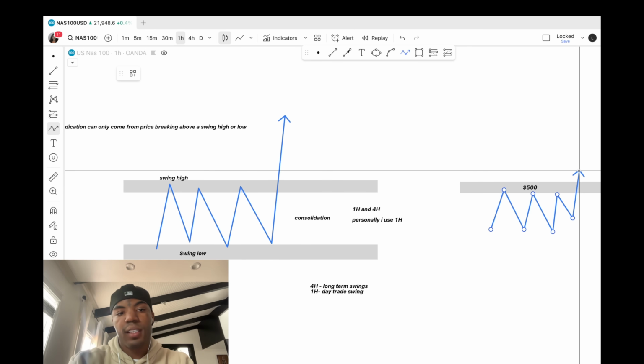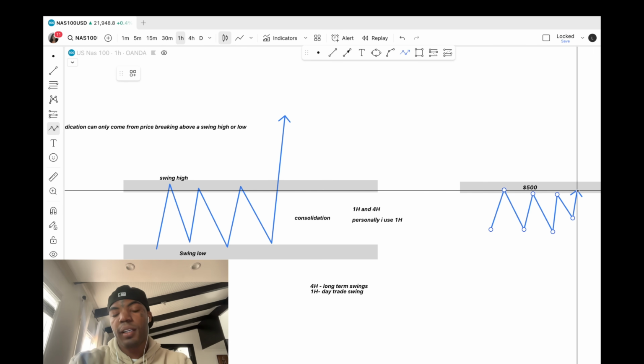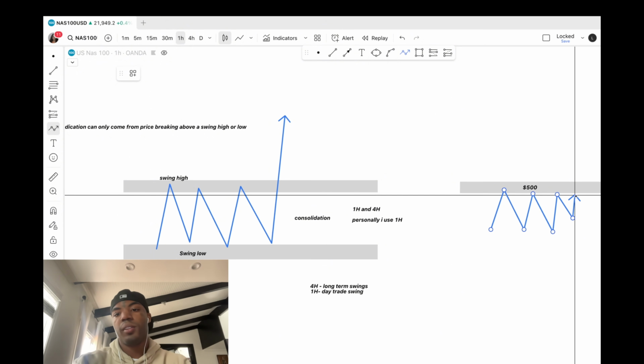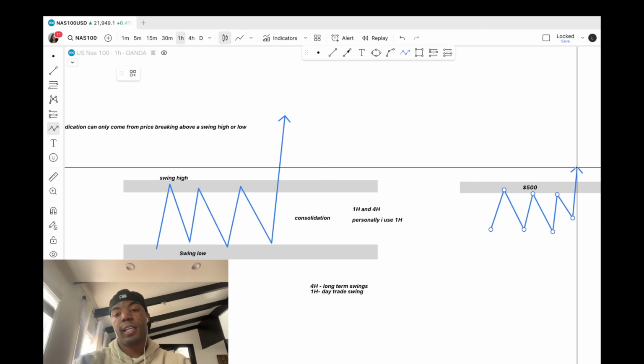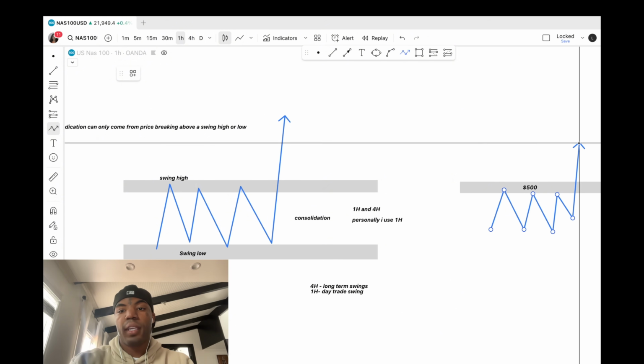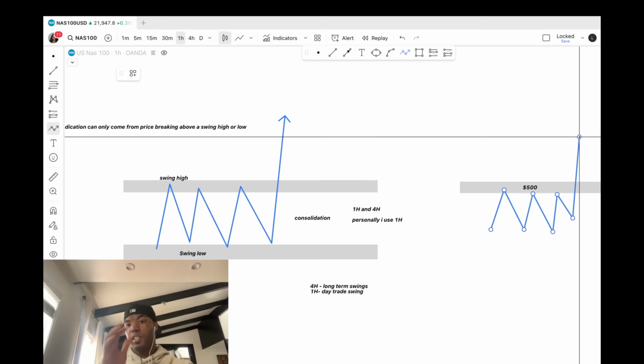The same way with these levels, as soon as price collects enough money and is shaking up the market, has grabbed as much liquidity as possible, then it'll eventually go into the direction that it wants to go. So it could be up or down, and it gives us that breakout. It gives us that indication. And the thing is with this, right?